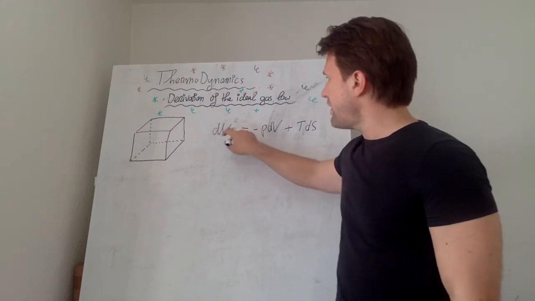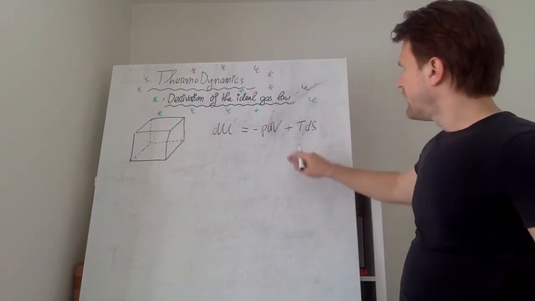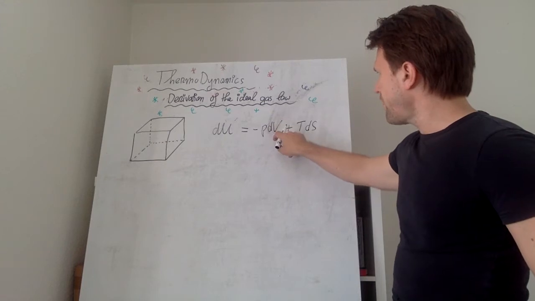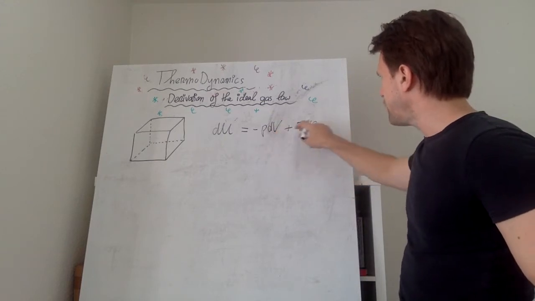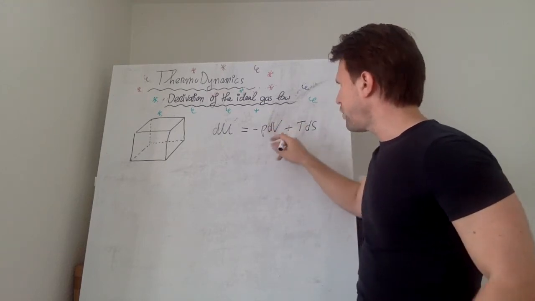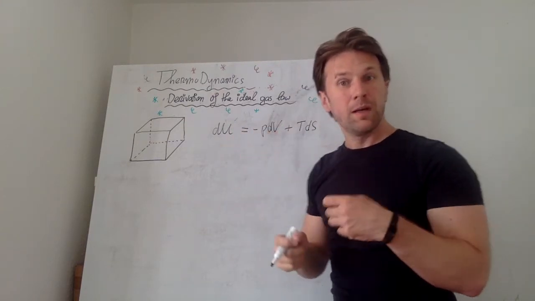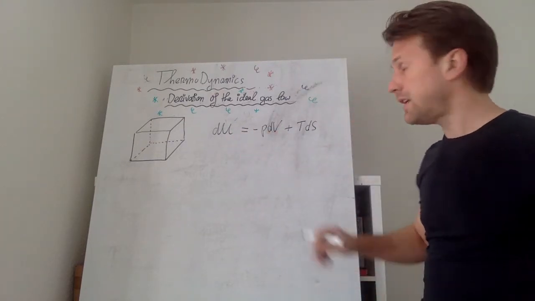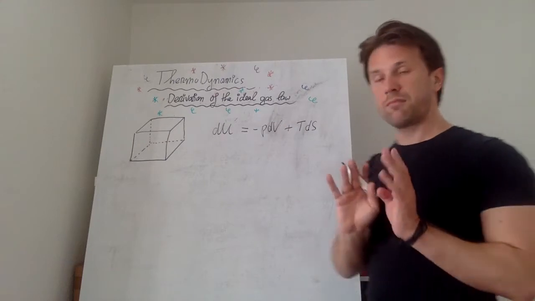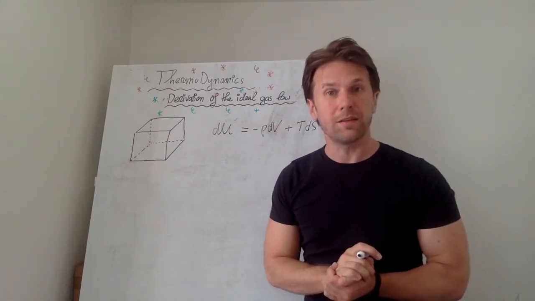If you want to change the energy of the stuff in the box, you either have to push or pull on the thing, or you have to supply heat. And pushing and pulling means that you're changing the volume, and supplying heat means you're changing the entropy over here. Okay, that's the first law of thermodynamics.